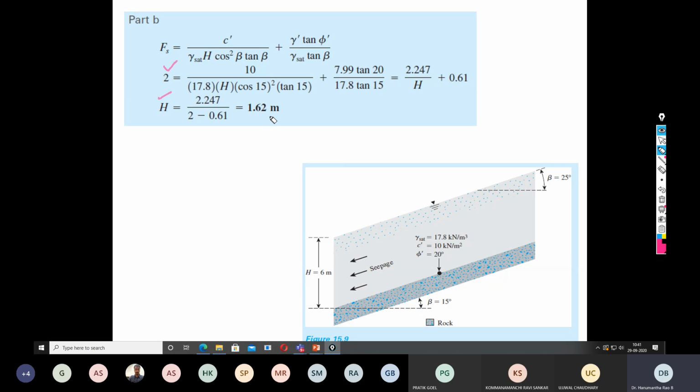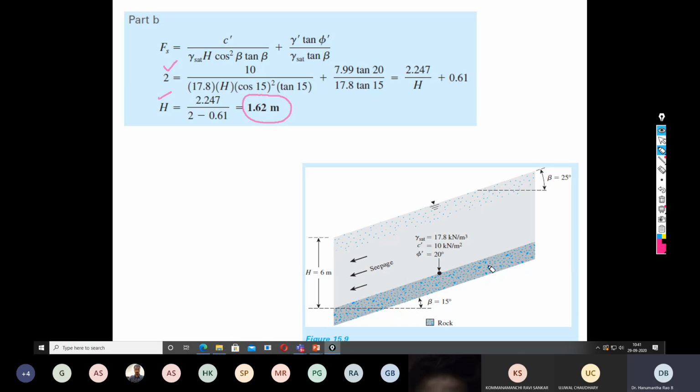Which is calculated as 1.62 meters. So see the difference. When the height was 6 meter, the factor of safety was 0.98. When the height was decreased to 1.62 meter, the factor of safety increased to 2. So that is the forward calculation and the backward calculation.